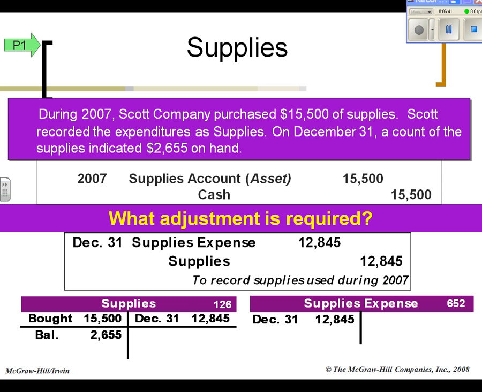So let's look at the T accounts, right? When I post these journal entries to the general ledger, to the T accounts for supplies, we bought 15,500. We used up 12,845. We're looking at the supply account. The balance in my supply account should show what I have on hand as of December 31st, and that's $2,655 worth of supplies. Let's look at the T account for the supply expense. That account will show up on my income statement. So I have supply expense of $12,845. All right, so that's our supplies.